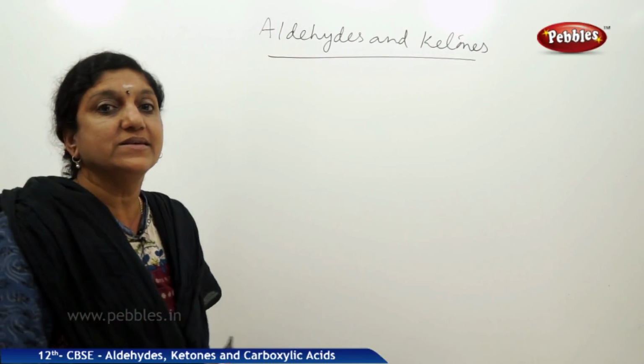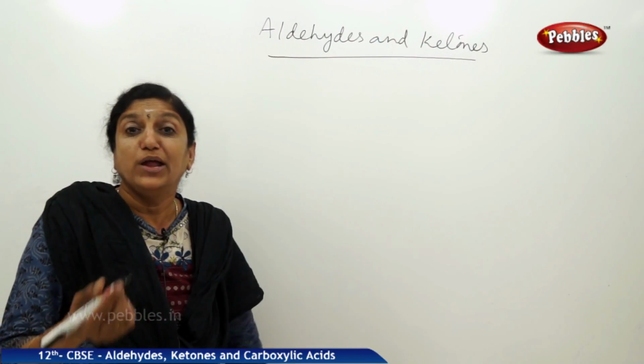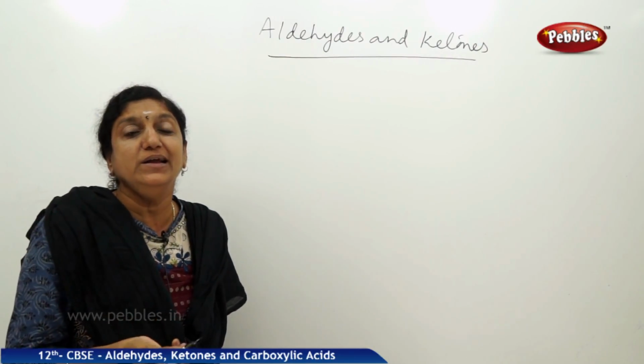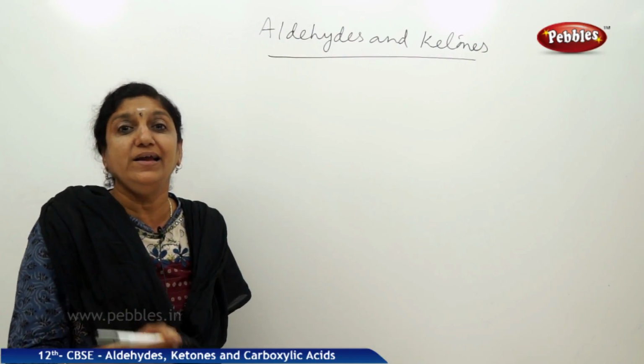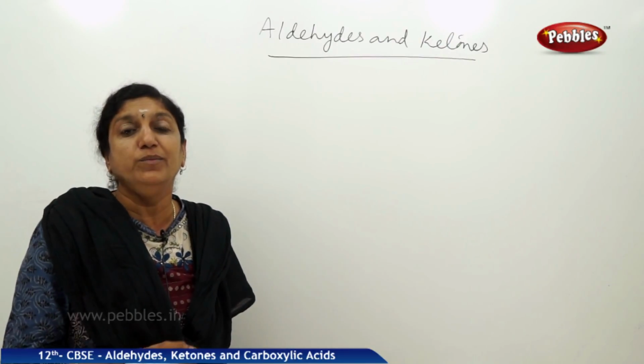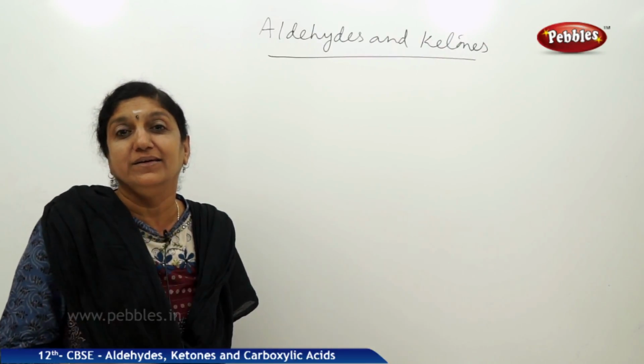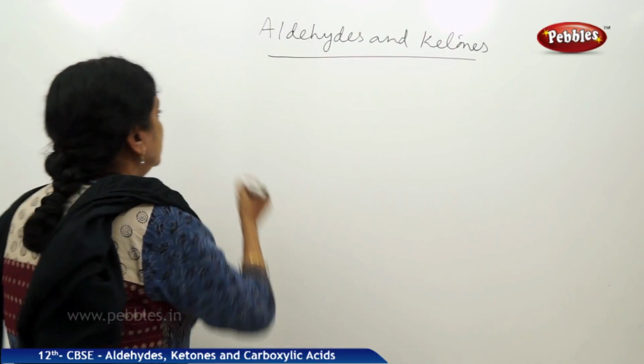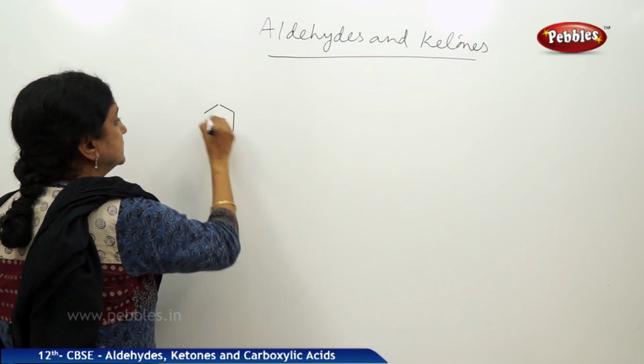Now let us discuss the naming of aromatic aldehydes and ketones. Now what do we mean by aromatic aldehydes and ketones? Suppose the aldehyde group or the ketone group is attached to a ring. Then how do you go about naming these compounds? So let us take a few examples.